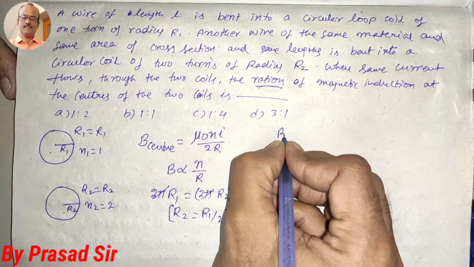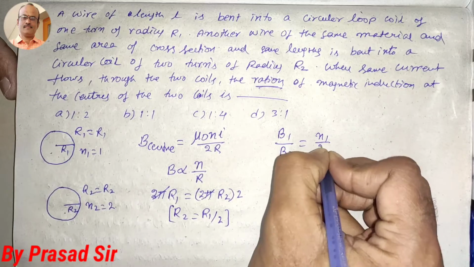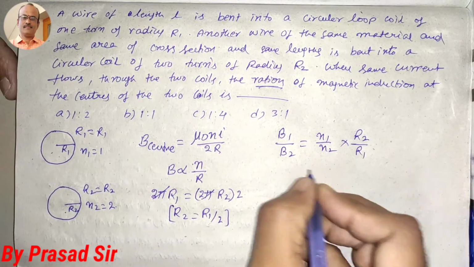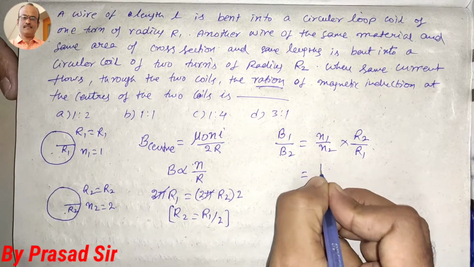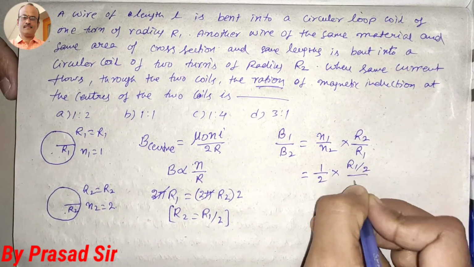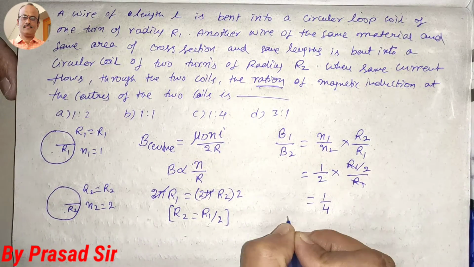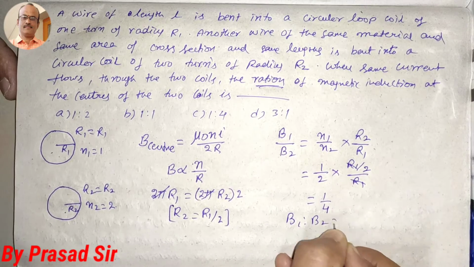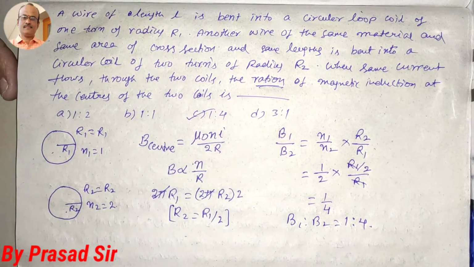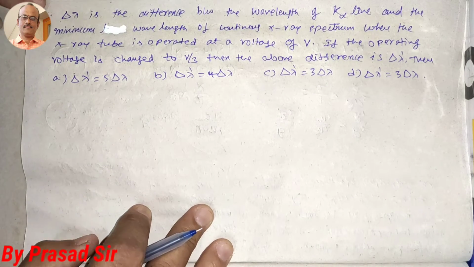Now I will take B1 divided by B2 is equal to N1 divided by N2 into R2 divided by R1. But N1 is 1, N2 is 2, R2 is R1 by 2 divided by R1. R1 cancels, giving 1 by 4. So that means B1 is to B2 is 1 is to 4 ratio. Which option is correct here? Option C is correct. Here, question number 35.